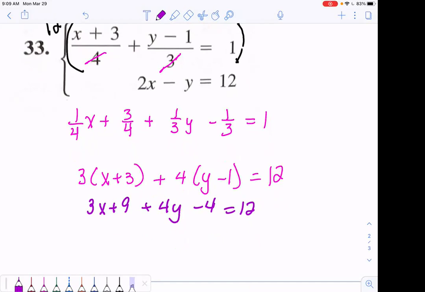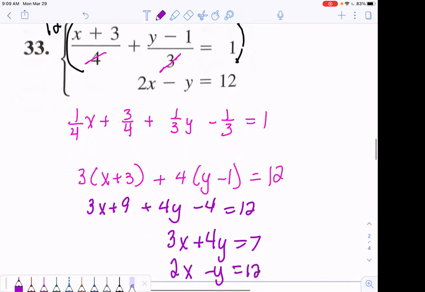Caden, this is the method you used. What did you end up having with your equation once you multiplied by 12? And then 2x minus y equals, whoops, that's sloppy. Equals 12.